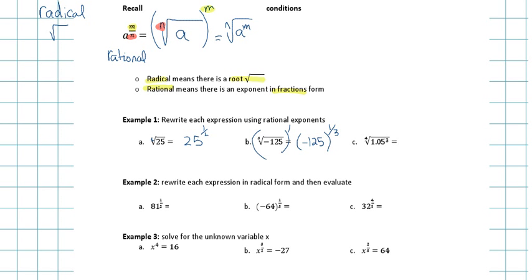How would I write the other one? 1.05 to the power 3 over 4. That's right. In brackets, 1.05 to the power of 3 over 4. This is here, and the denominator, the one in the root, goes in the denominator.